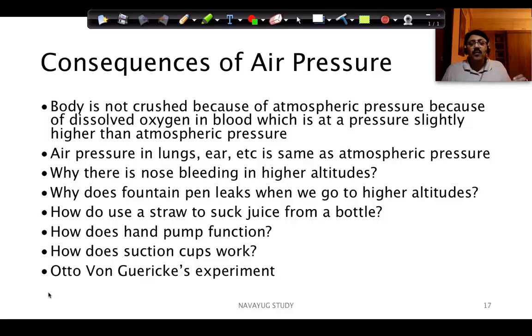Then, why does a fountain pen leak when you go to higher altitudes? Very interesting point, right? Why does it leak?